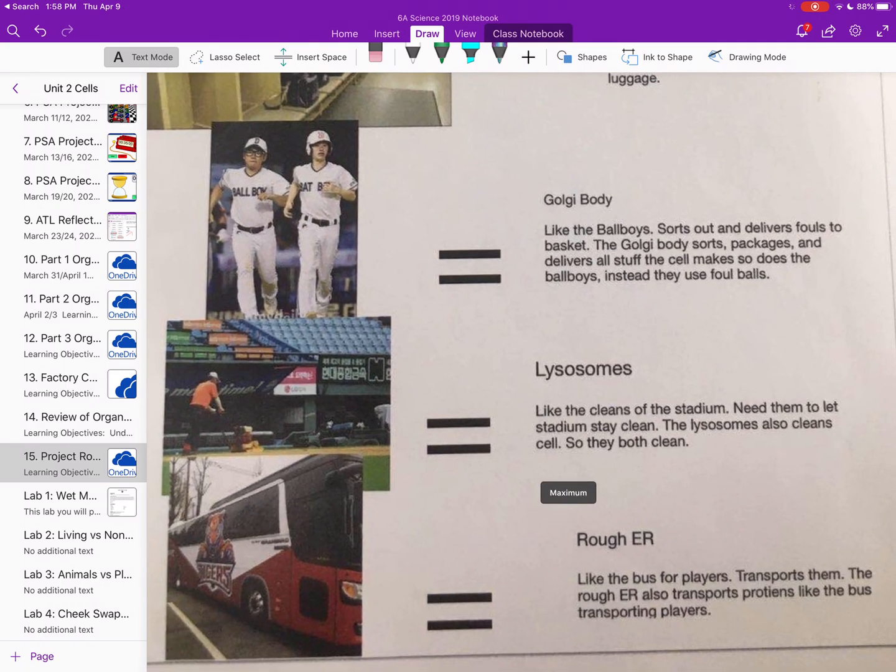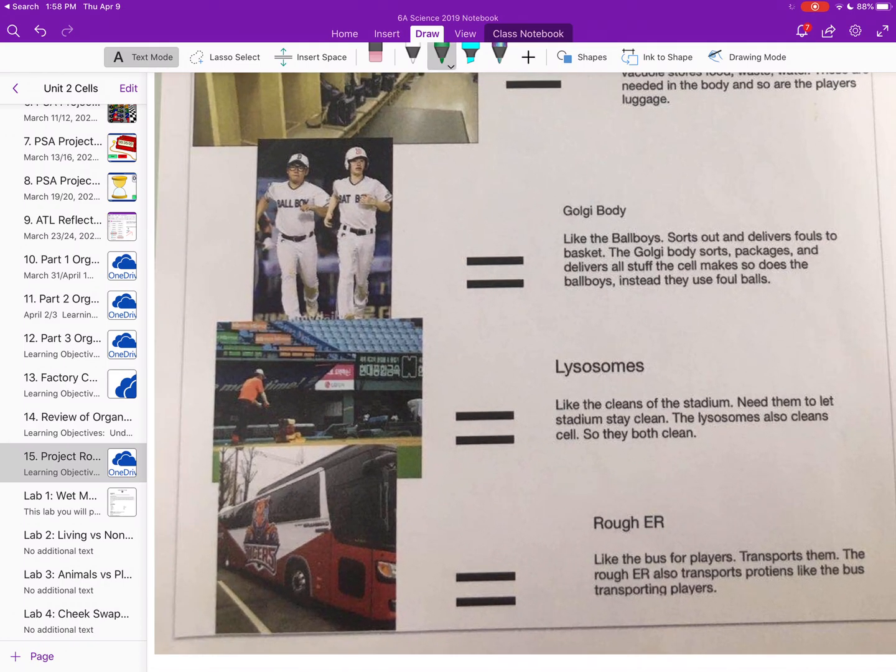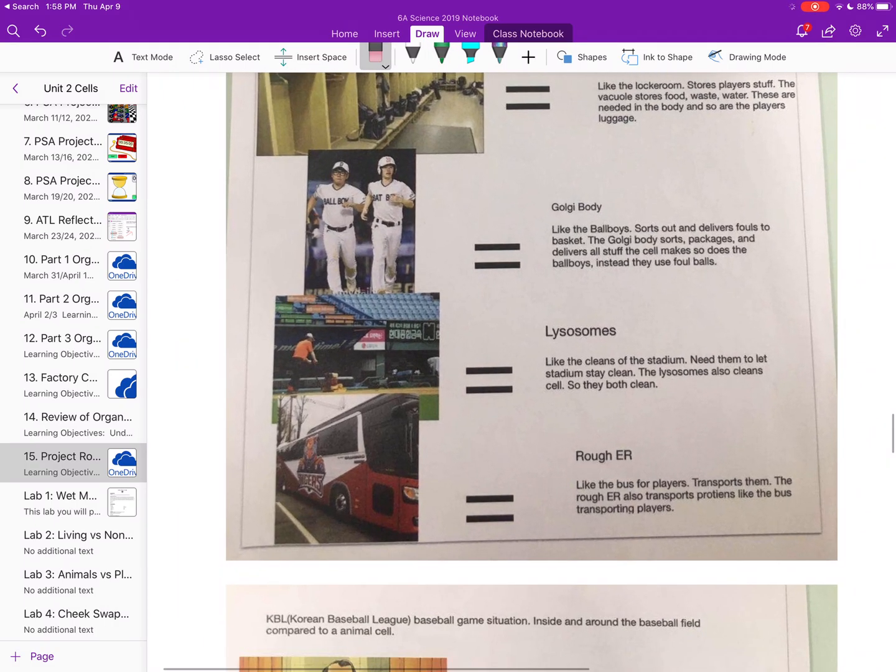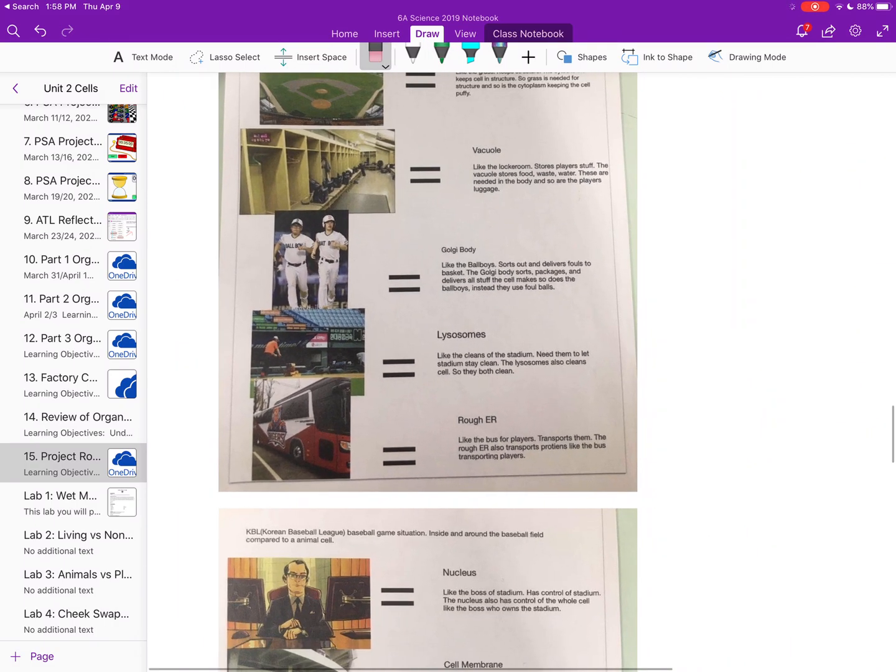So let's do the Golgi body. So the Golgi body is like the ball boys. They sort and deliver fouls to the baskets. The Golgi body sorts, packages, and delivers all the stuff the cell makes. So do the ball boys, instead they use foul balls. So they're making a comparison between a Golgi body and the ball boys. And so they do this for all the organelles. So this is a baseball example.